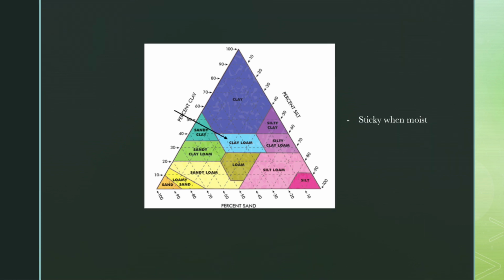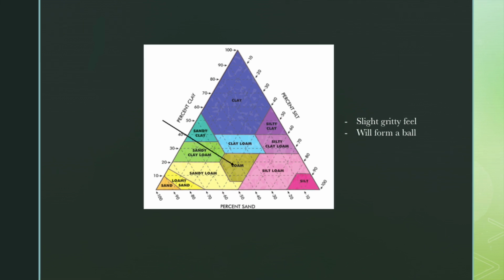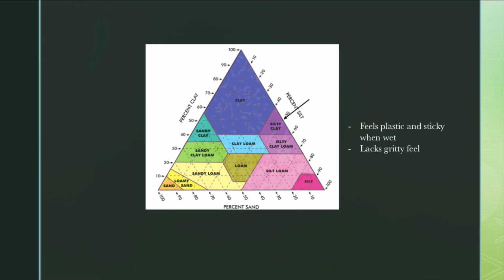Clay loam is sticky when moist and produces a slight sheen when rubbed with the thumbnail. Loam may have a slight gritty feel but does not show a fingerprint. Loam will form a ball that can be handled without breaking. Silty clay is both plastic and sticky when moist and lacks any gritty feel. Silty clay forms a firm ball.